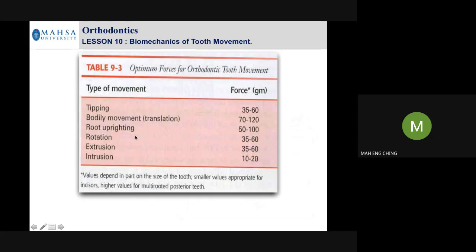Then, if possible, try to memorize these figures: tipping, bodily, uprighting, rotation, extrusion, intrusion. Usually I start with intrusion, which uses a lighter force, 10 to 20 milligrams. Then remember tipping, rotation, and extrusion use a similar force, 35 to 60. Followed by uprighting, about 50 to 100. The heaviest force is used for bodily movement, 70 to 120. So this might come out in the exam.